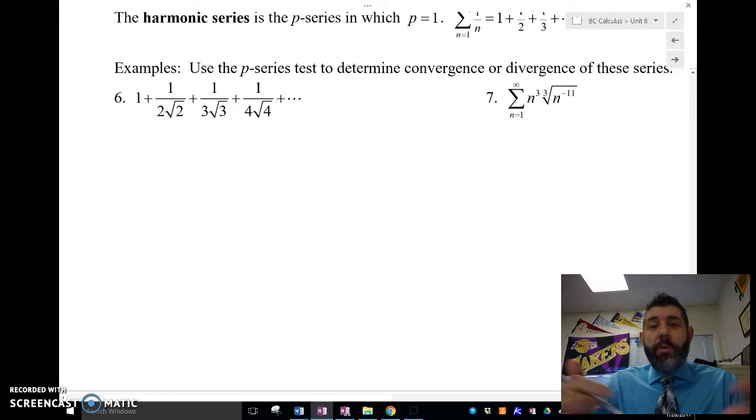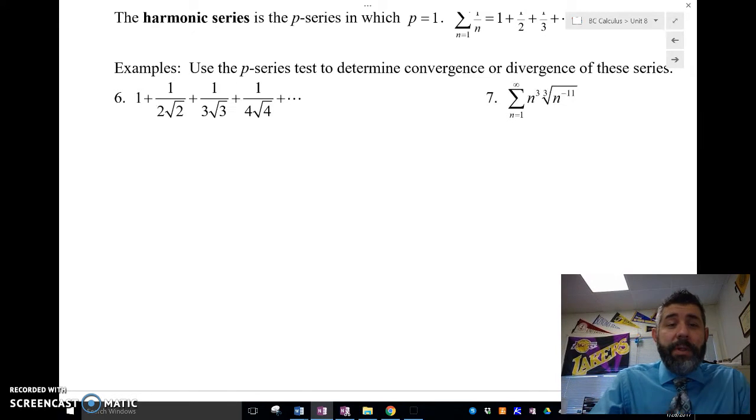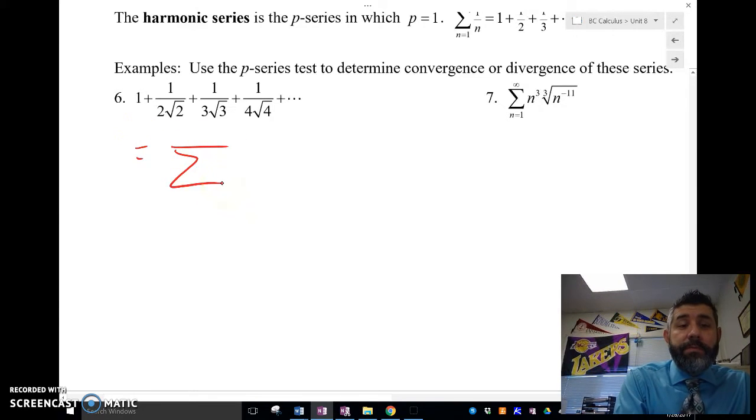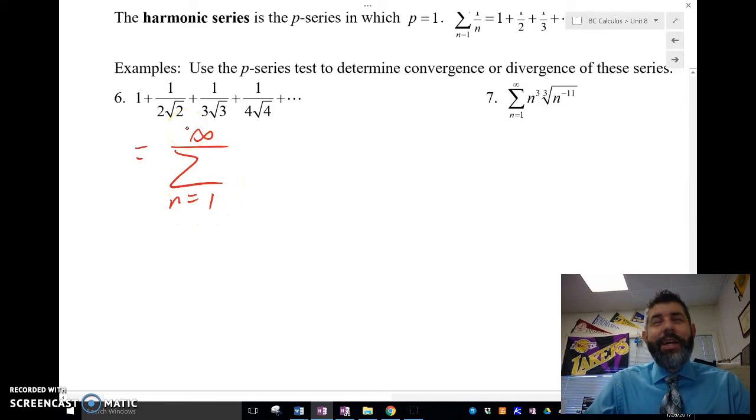So what's the most important thing here is we got to notice that this is, in fact, a P-series. So let's go ahead and convert this to sigma notation. I know you guys love converting to sigma notation. It's like your favorite thing in the world, right?